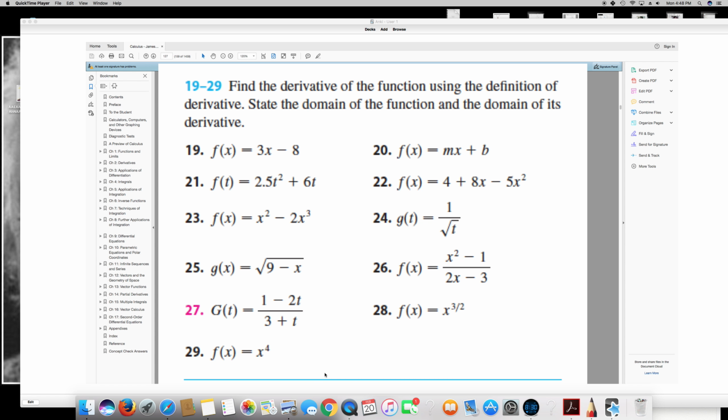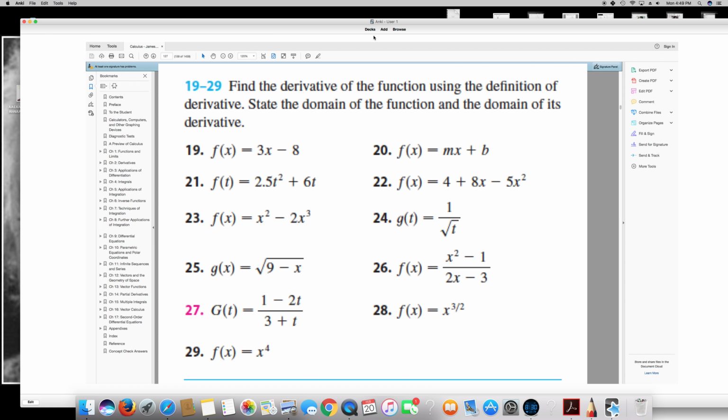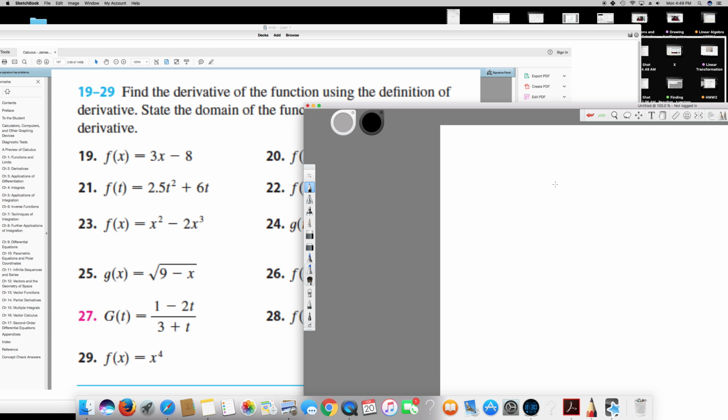Guys, in this video I'm going to show you how to find the derivative using the definition of derivative. So we have a lot of equations right here. I'm going to show you one by one. So let's begin with the first one. Before we do this question, first we have to know what the derivative equation is.